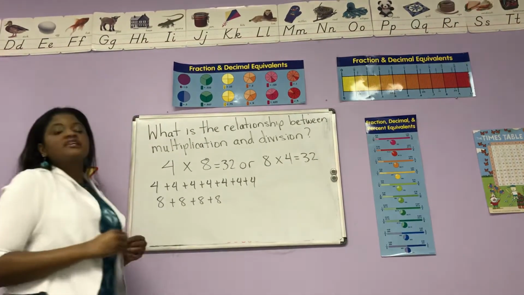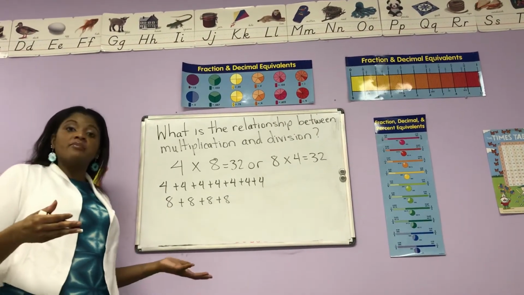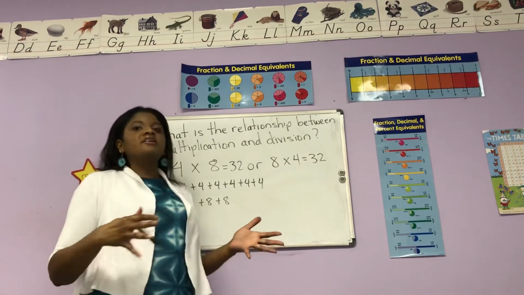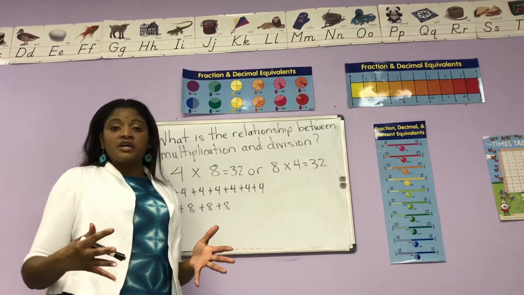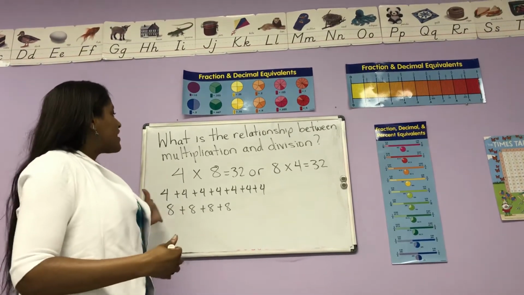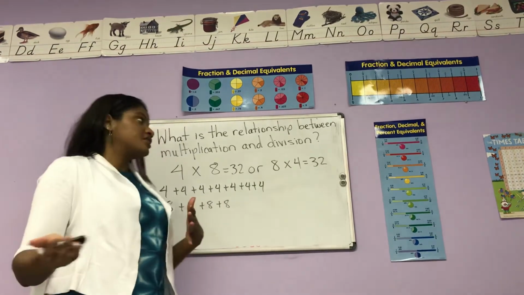But now we can use the exact same numbers to help us solve a division problem. Division is the inverse of multiplication, and that means it's the opposite of multiplication. So as multiplication is repeated addition, division is repeated subtraction.